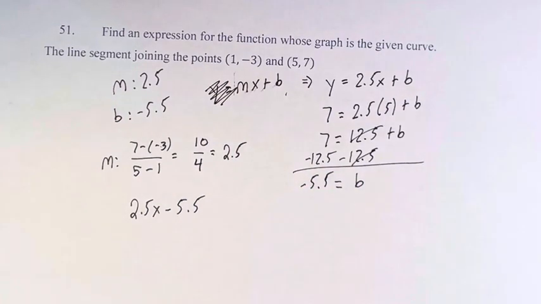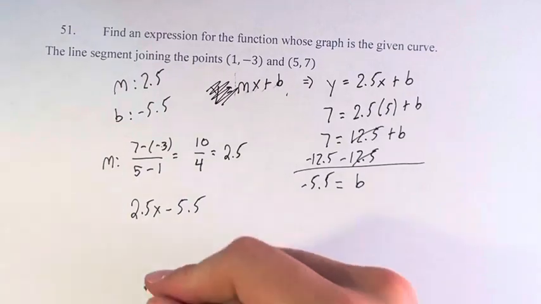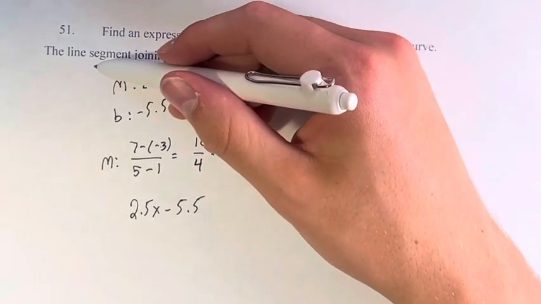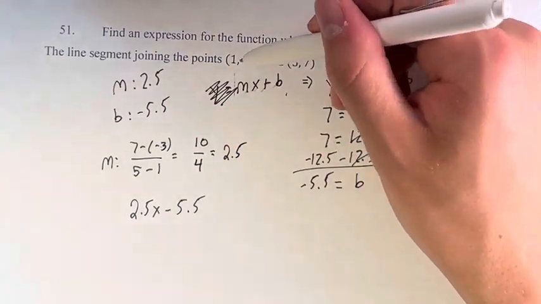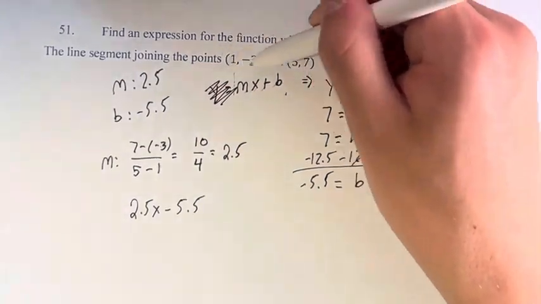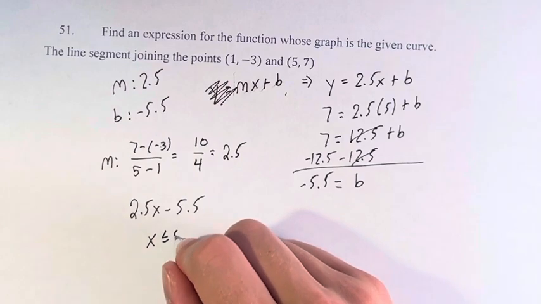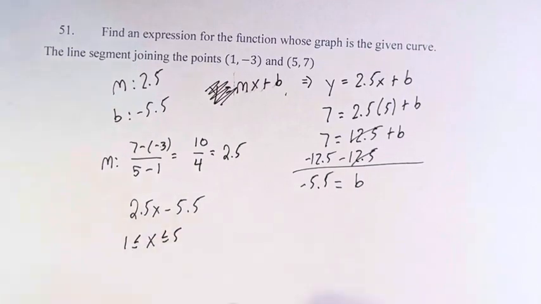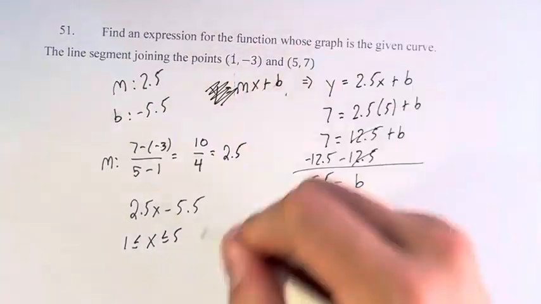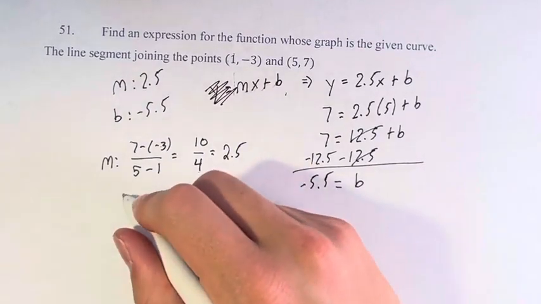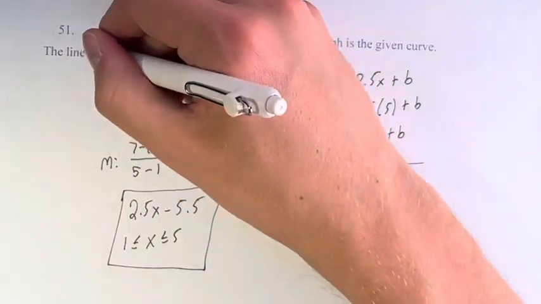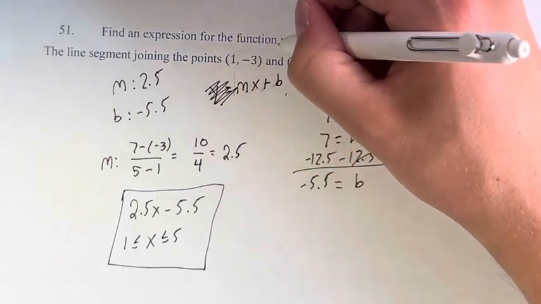And if you want, you can include the domain of the function. Since it's only the line segment, it's only valid over this range in between these two points. So we can say x is less than or equal to 5 and greater than or equal to 1, right? Between 1 and 5. And this together is the line segment joining the points (1, -3) and (5, 7).